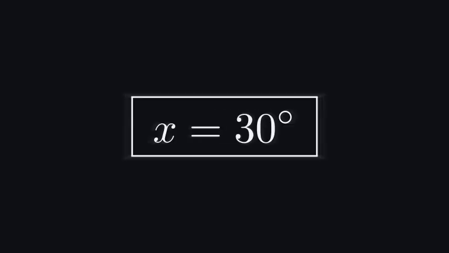The question asks for the answer correct to the nearest whole number. Since the decimal part is greater than 0.5, we round up from 29 to 30. Therefore, correct to the nearest whole number, x equals 30 degrees.